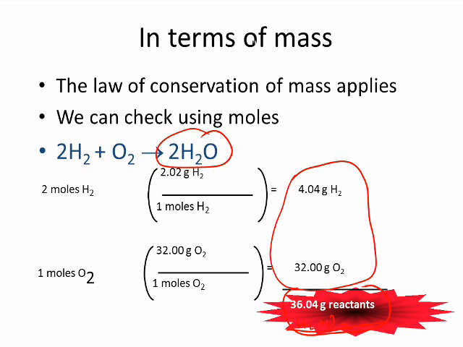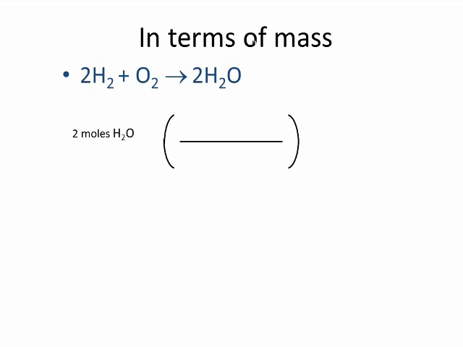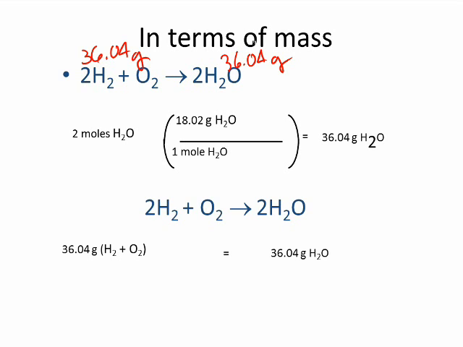So in terms of mass again, here we have 2 moles of water. We calculated that we have 36.04 grams in the reactants. And what about in the products? We calculate the mass to be 36.04. Mass is conserved. And there we go. It shows us mass is conserved.